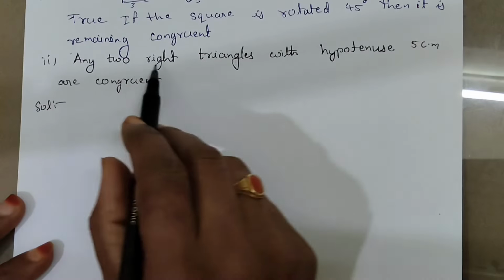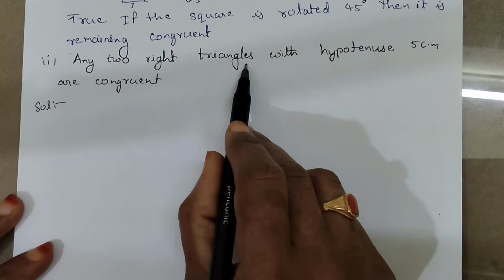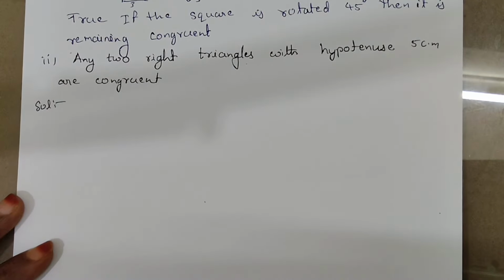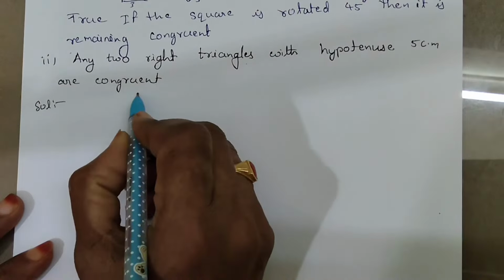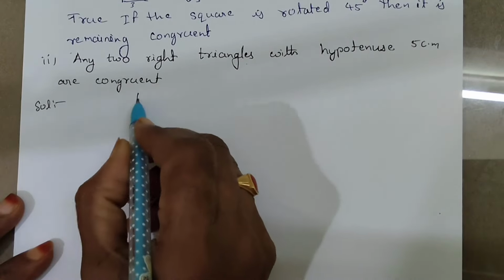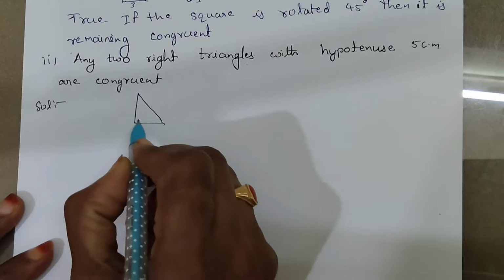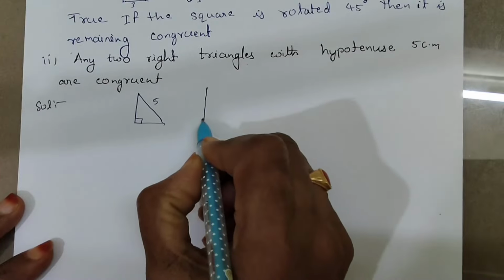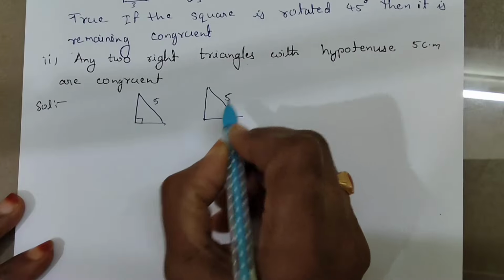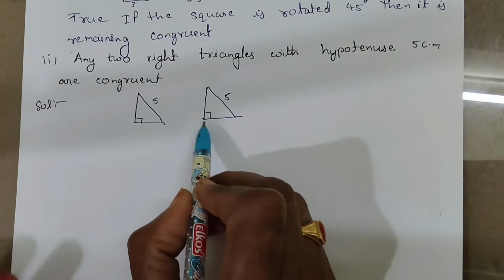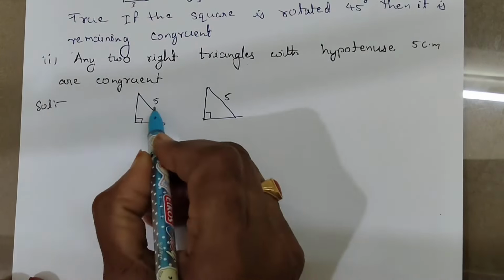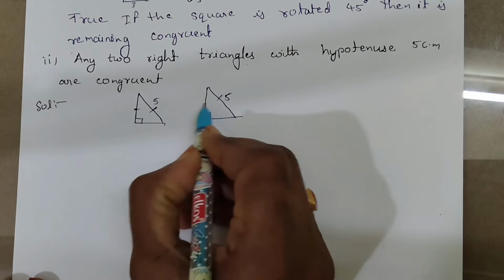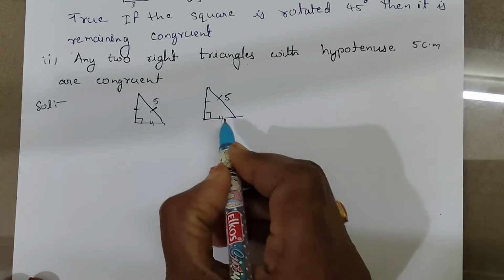Next, second one: any two right triangles with hypotenuse 5 centimeters are congruent. So now here we take two right angle triangles. One has a right angle, and the hypotenuse is 5 centimeters. Next we take another triangle, also the same. Here the hypotenuse is 5 centimeters. One angle is a right angle. So automatically these two hypotenuses are equal, and these two sides are equal.